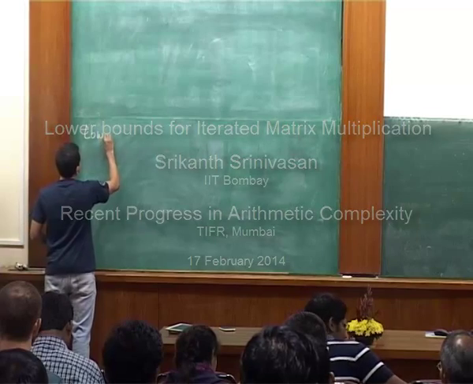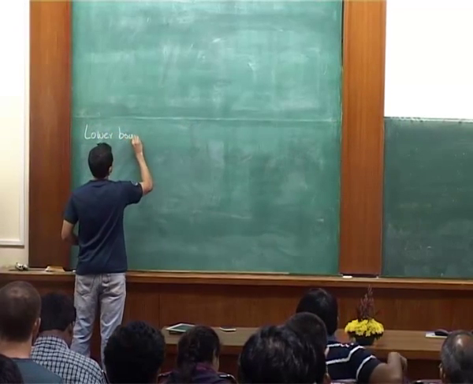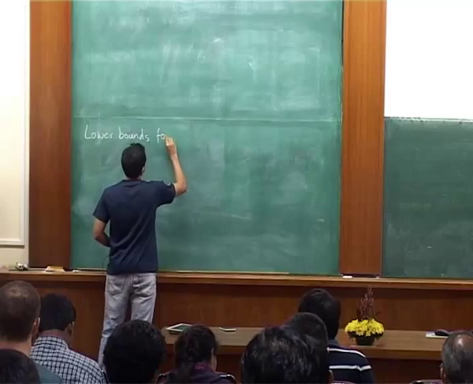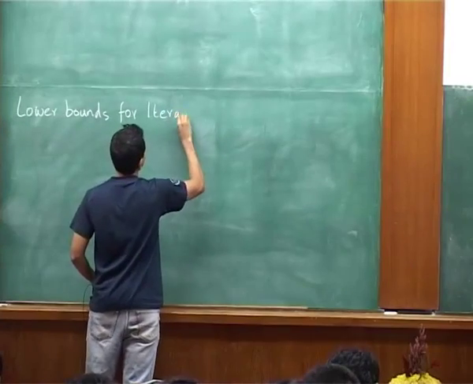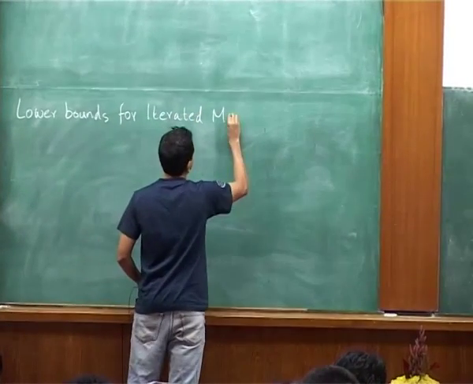The title of the talk, as Girish mentioned, is lower bounds for iterated matrix product.